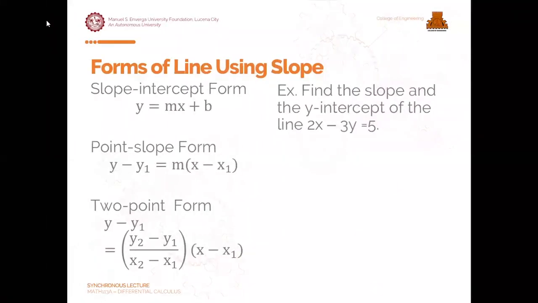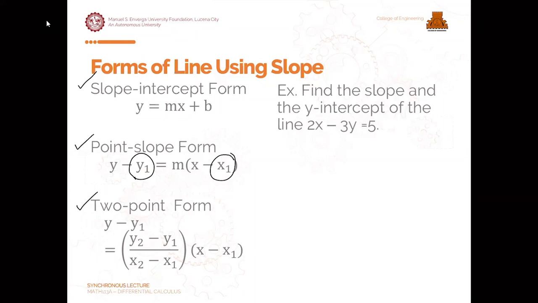So ito yung forms of line using slope. So meron tayong tinatawag na slope intercept form. Yun na nga yung binanggit natin. Then we have point slope form. So sa point slope form, ang given naman sa atin, meron tayong isang point, no? Isang coordinate na given. Then given din yung slope. So makukuha natin yung equation ng line. Then yung last is kapag given ay dalawang point. Okay?